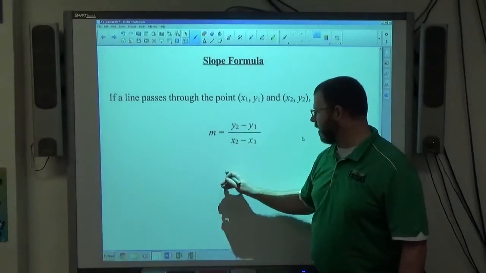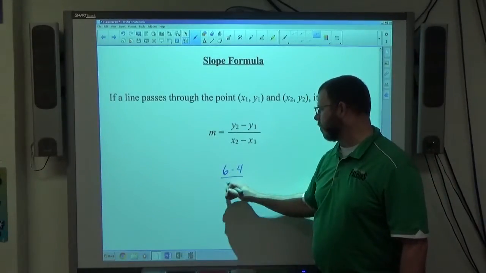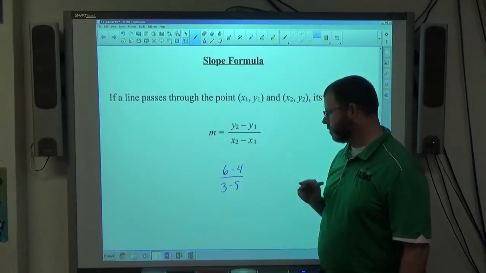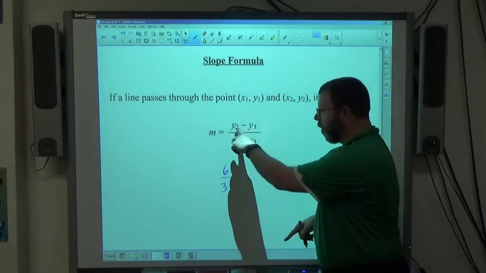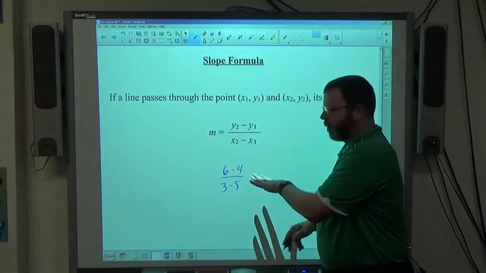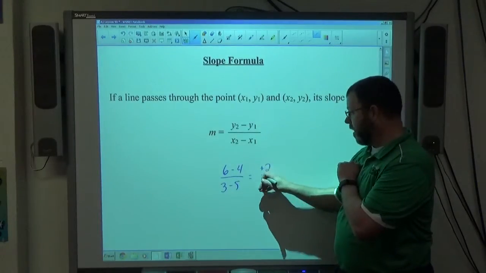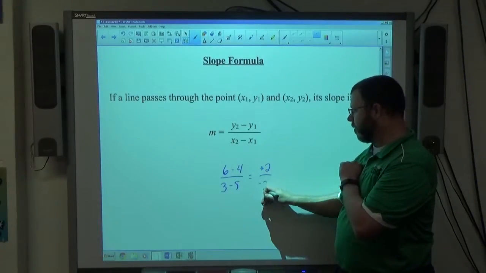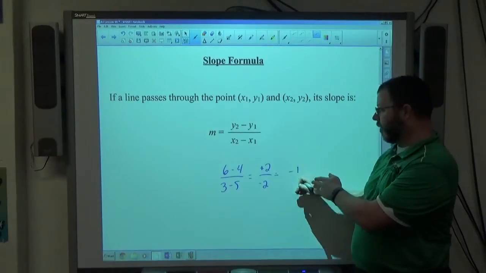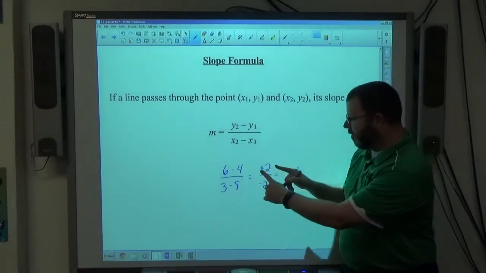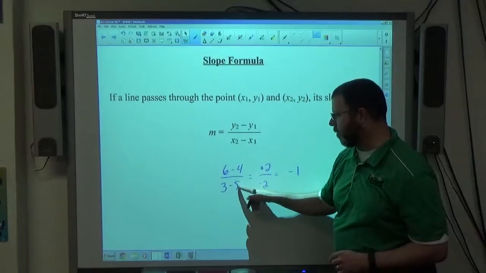If I've got, let's say, 6 minus 4 over 3 minus 5. Let's say that's what the y2 minus y1 over x2 minus x1 creates, okay? What's 6 minus 4 equal? 2. Positive 2, right? And 3 minus 5? Negative 2. The overall slope's going to be negative 1 then, right? Yes.